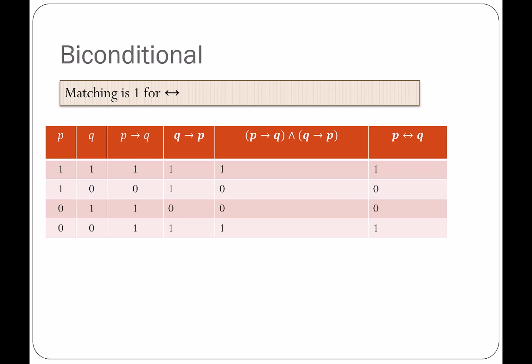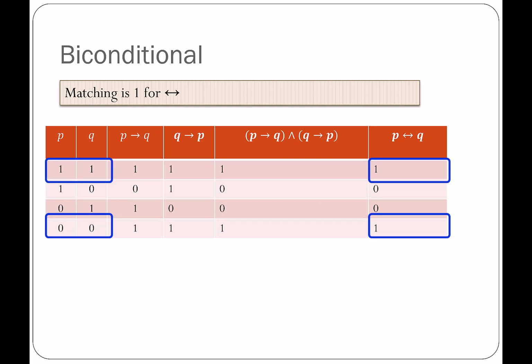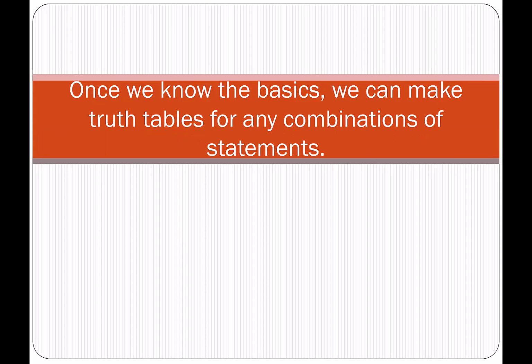If you go back and look at the first two columns, you can see the biconditional was true when P and Q matched. Once we know the basics, we can make truth tables for any combination of statements, which we will do in following videos.